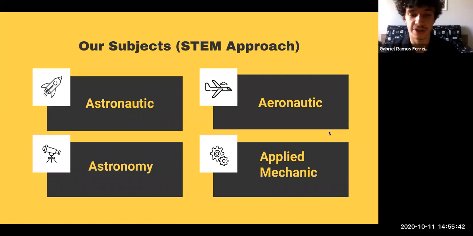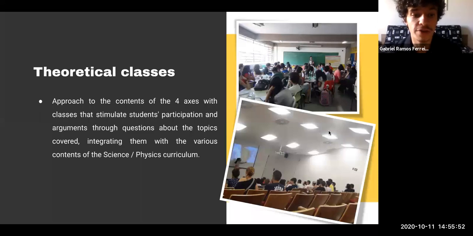Now about our subjects. Our project is divided in 4 subjects with the STEM approach. So we teach astronautics, aeronautics, astronomy, and applied mechanics. We divide our classes in 2 parts. First one, the theoretical classes, that besides only presenting the subjects, we try to stimulate the students' participation with a lot of interaction between themselves.